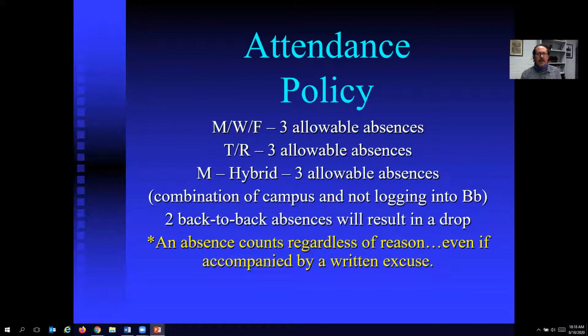Certainly keep that in mind. Three absences is what you're allowed. Anything beyond 3 will institute a drop for non-attendance. Now, if you have 2 back-to-back, like if you don't log in for 2 complete weeks, then that will also get you dropped by student records. It's based on a 14-day time period. So just make sure you're logging in on a regular basis, checking email, checking the discussion board, and doing the assignments that are there.